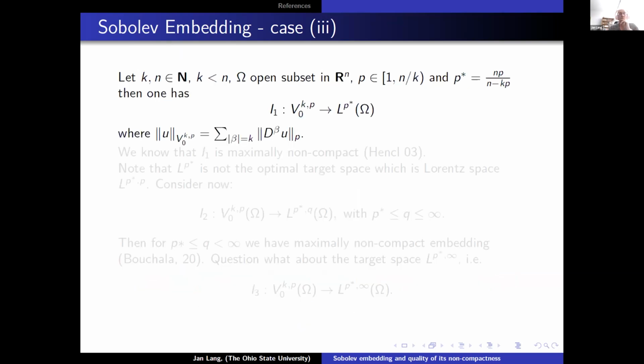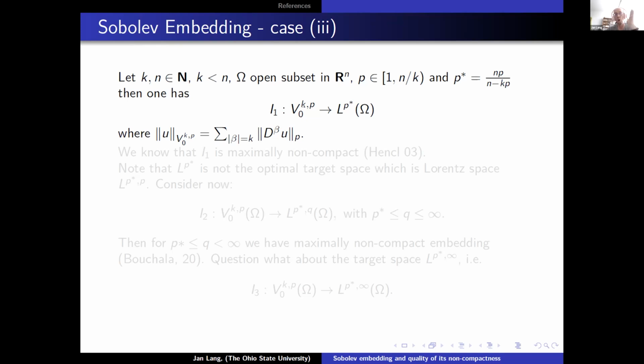Okay. Now let us look at the third case, something slightly more interesting than those two previous cases. Now my job was the following. Let us consider the Sobolev embedding going from the Sobolev space V^{k,p}_0, which is defined by this norm, with zero boundary condition, into L^{p*}. L^{p*} is the highest possible index for which this Sobolev embedding is bounded.